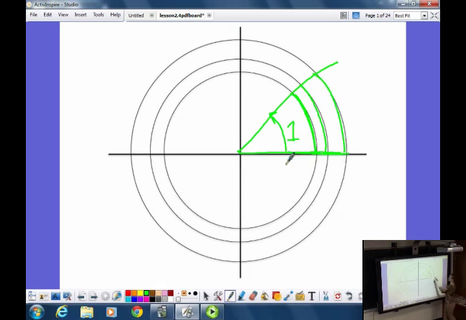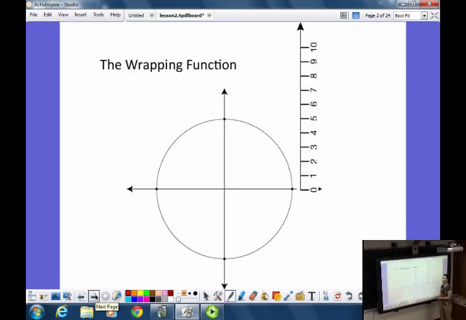So if this is my initial side and this is my terminal side, in what quadrant, if I drew an angle of 5 radians, would the terminal side be? Any guesses? Quadrant 3? Okay. Well, instead of just guessing, we can use the wrapping function to actually find out.